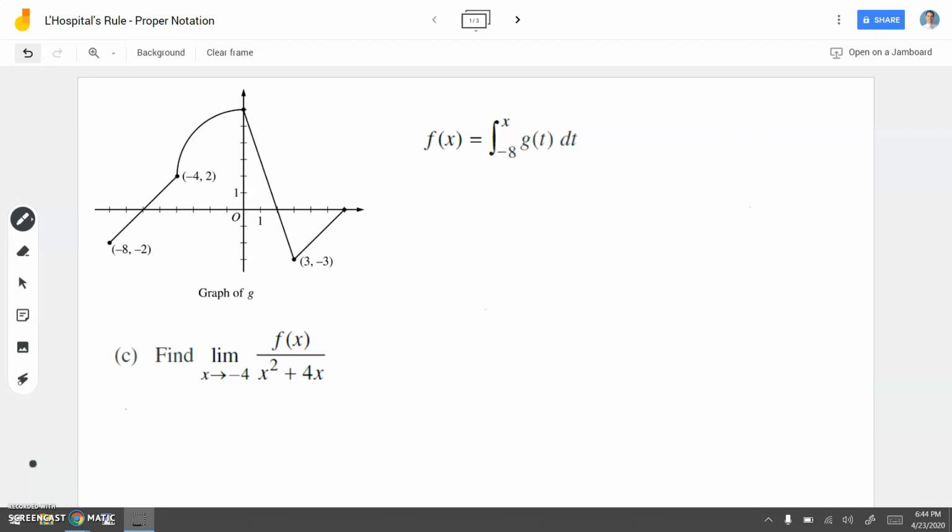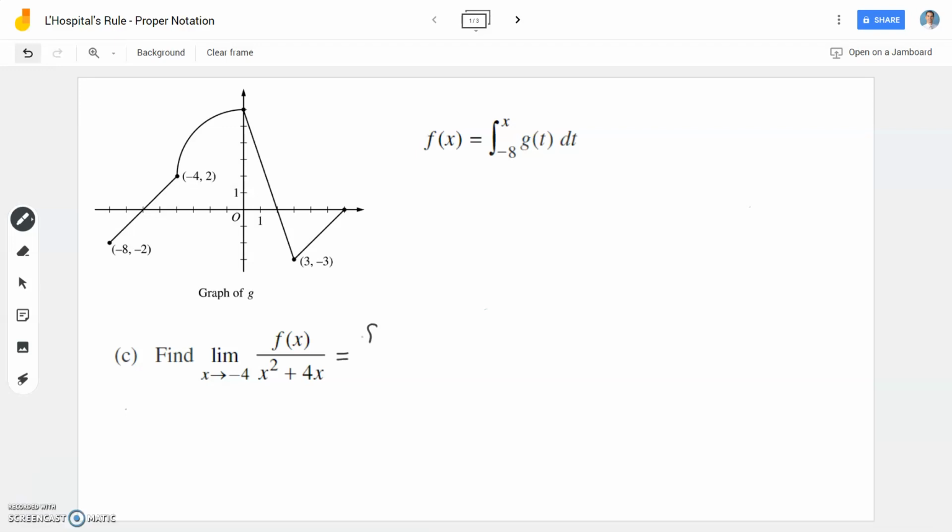So I'm going to start off by using direct substitution, which is always a great way to start evaluating a limit, by substituting -4 everywhere I see x, which is going to give me this result right here. Of course, f of -4, by our definition above, is going to be the definite integral from -8 to -4 of g of t dt. And the denominator of our expression works out to be 16 plus -16. You can see where that's headed.